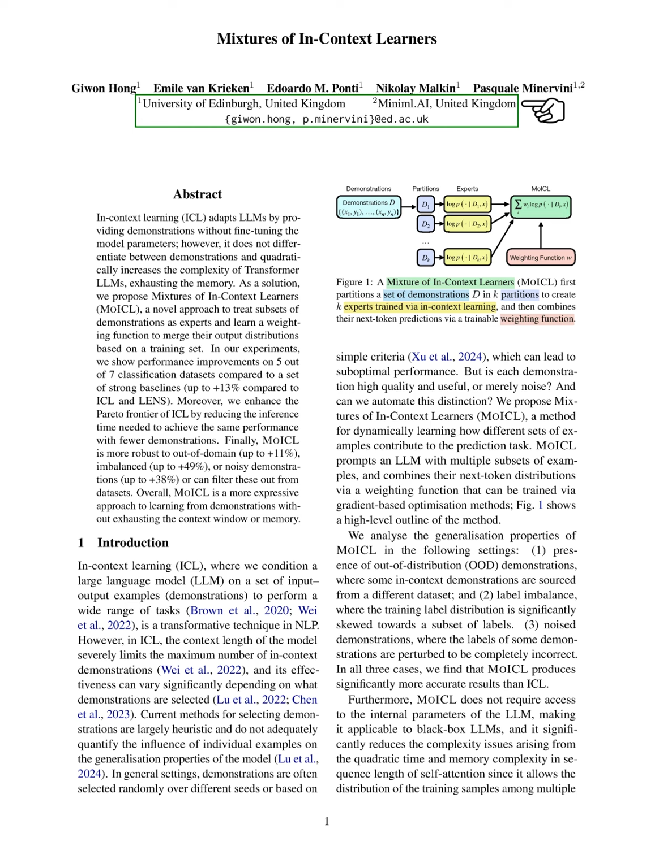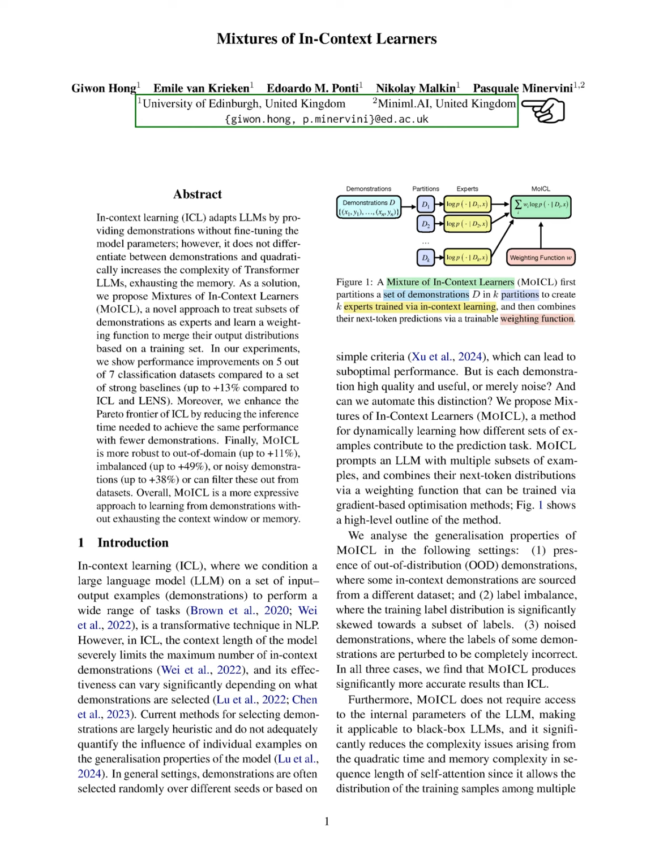Currently, methods for selecting these examples are mostly heuristic and do not effectively measure how each example impacts the model's ability to generalize. Often, we select examples randomly or based on simple criteria, which can lead to less than optimal results. This raises the question: are all examples useful, or are some just noise? Can we automate the process of distinguishing between them?